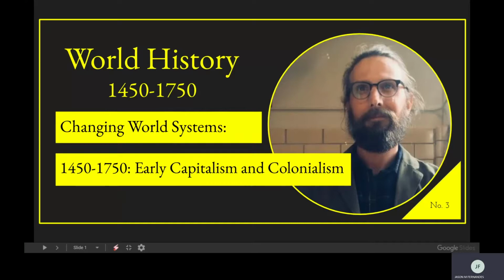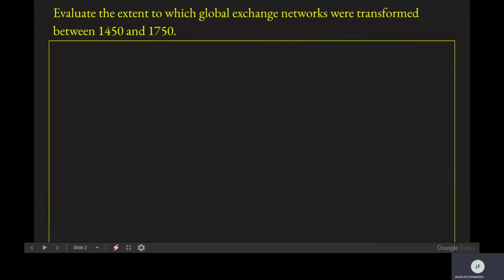Okay? So if we look at this period, we can come at it with a look at the transformation that's going to occur, right? So, translating this into the wording that College Board may use: evaluate the extent to which global exchange networks were transformed. What we're looking at here is this period, right in the middle. So it's important to know what was happening from 1200 to 1450, so we can look at those continuities and changes between these two periods.